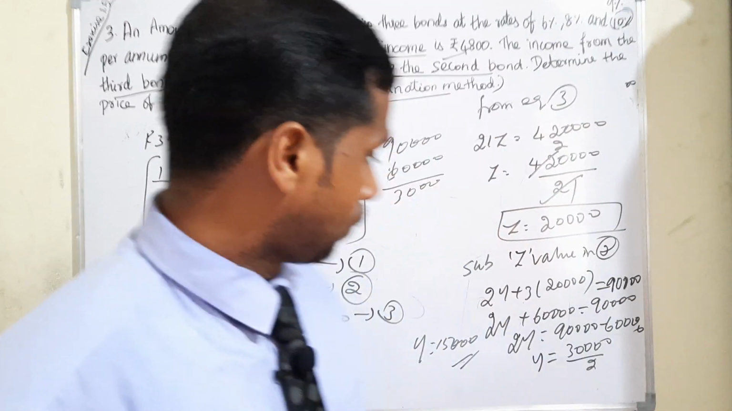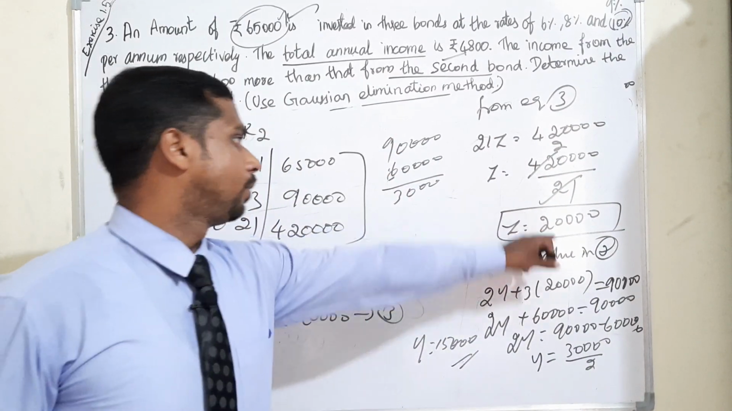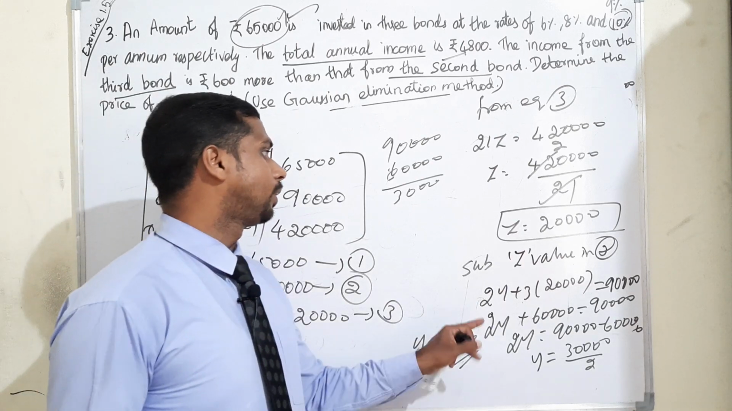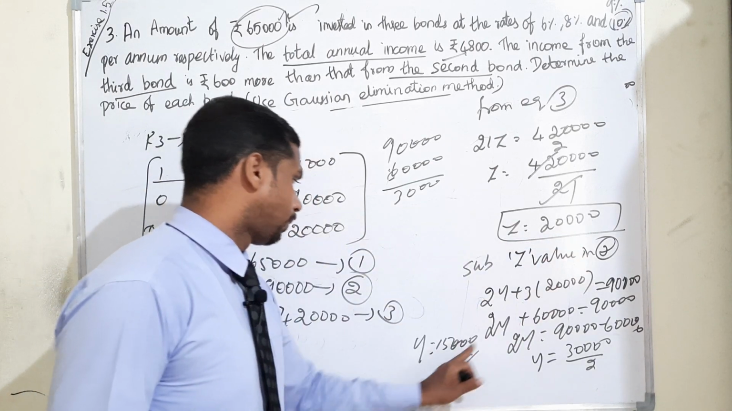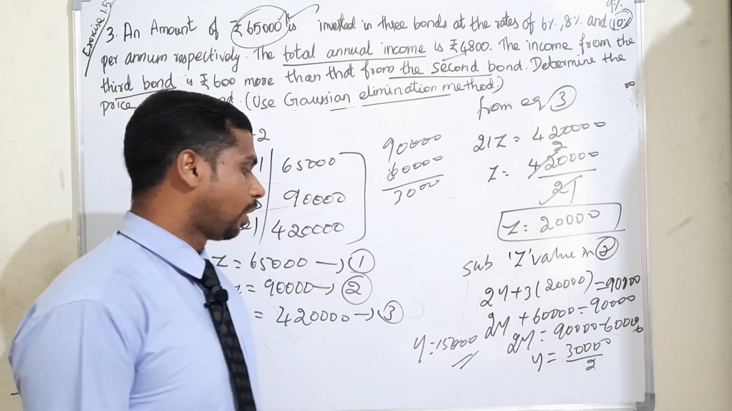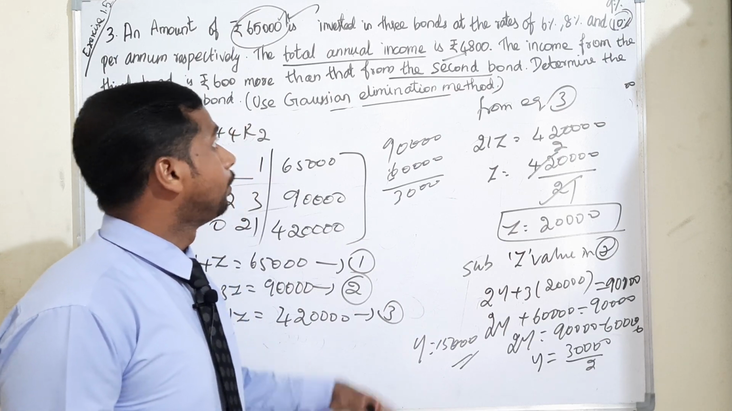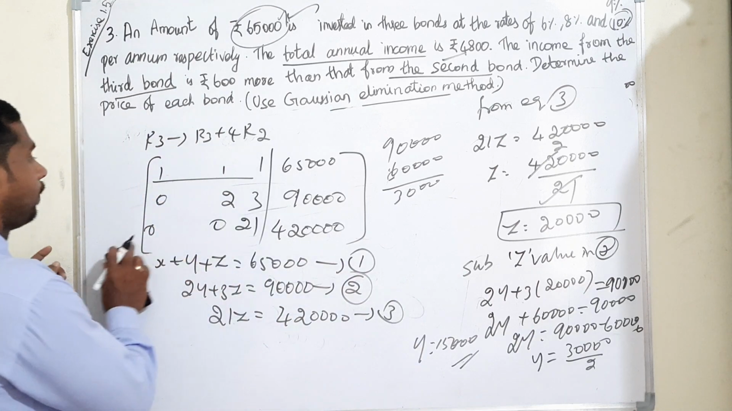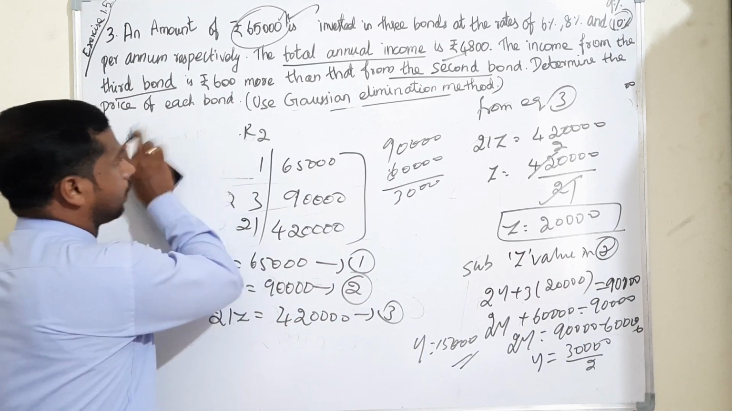So see, y value is 15,000, z value is 20,000. So definitely we can say x is equal to, what will the value be? 20,000 is there, 15,000 is there. Add both the bonds, means 35,000 will come. Then the remaining, definitely 30,000 will come, isn't it? For x, we will check whether we get it or not. Okay.